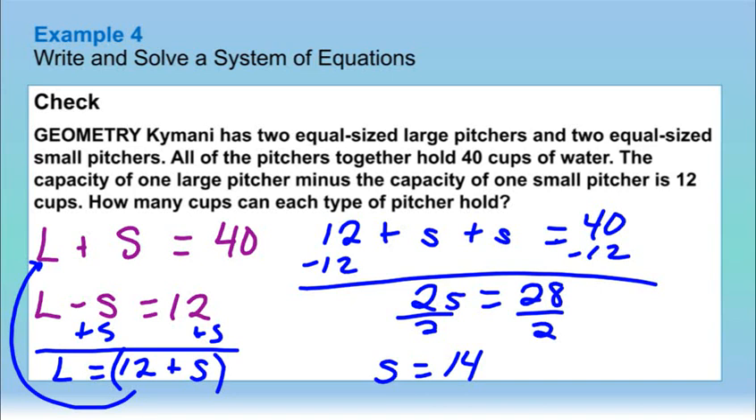But there was one thing I missed in the original problem. It says 2 equal size large and 2 equal size small pitchers. This isn't L plus S equals 40. This is actually 2L and 2S. So now I have to change my problem just slightly. So this is 2S times 2.